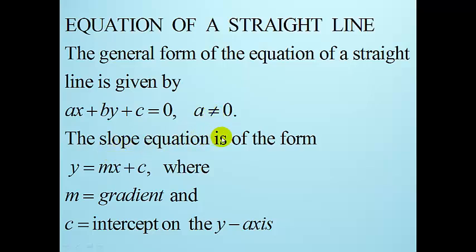Now the slope equation is of the form y equals mx plus c, where m is the gradient, that is the coefficient of the x term is the gradient, and the constant c is the intercept on the y-axis. Before you can say the coefficient of x is the gradient and the constant is the intercept, you have to make sure the coefficient of y is 1. That is, y has been made the subject, as can be seen in the equation y equals mx plus c.